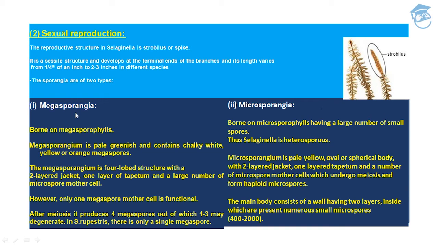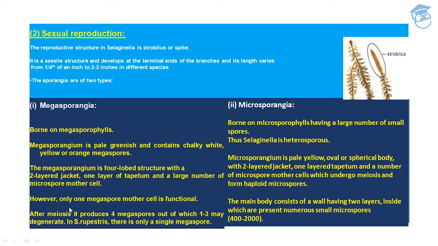microsporangia. Megasporangia are borne on megasporophylls. Obviously it is the female reproductive organ, so megasporangia are borne on megasporophylls. The megasporangium is pale greenish and contains chalky white, yellow or orange megaspores. The megasporangium is a four-lobed structure with a two-layered jacket, one layer of tapetum and a large number of spore mother cells.